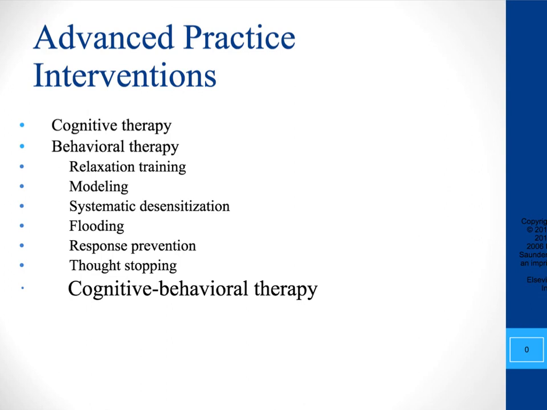This last slide also talks about some of the other interventions for advanced practice, which is your cognitive therapy. Again, we want to try to get them away from the negative thoughts and beliefs about themselves and others. And again, we can use that cognitive restructuring that I had talked about earlier. In behavioral therapy, we can teach and use physical activities to decrease some of their very anxious behaviors, or when they're avoiding something. So we can use relaxation, modeling, systematic desensitization, flooding, thought stopping, and response prevention.